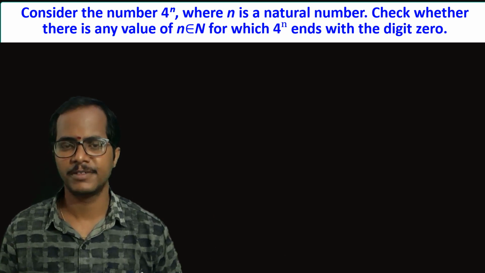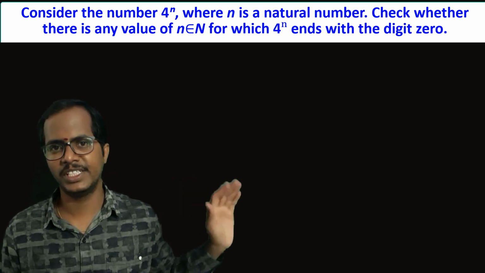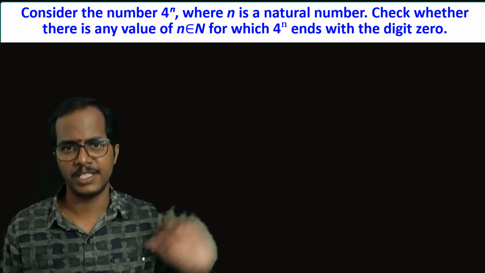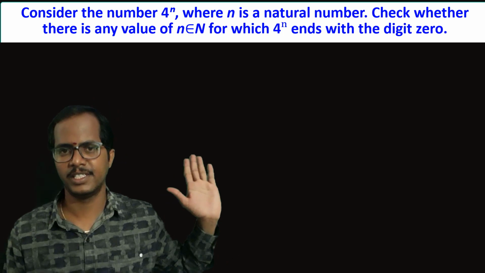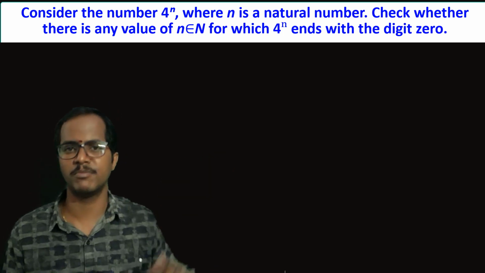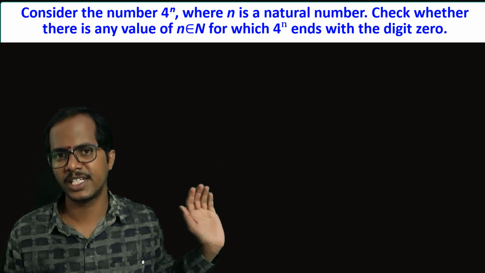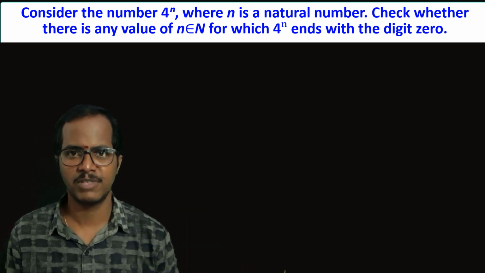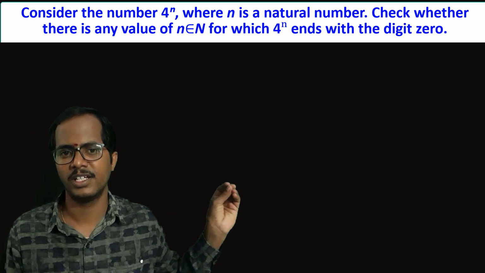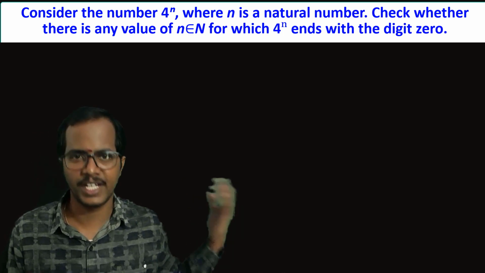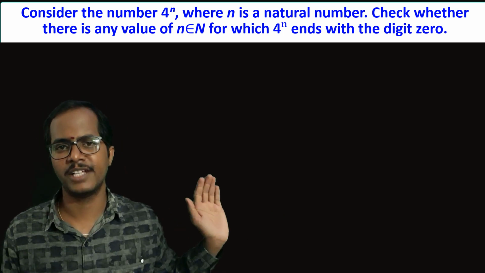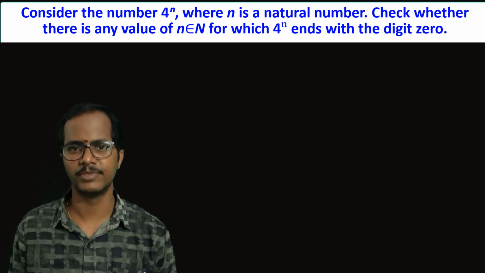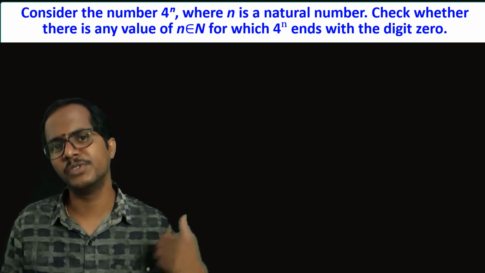And what do we need to do here? We need to check whether this 4 power n ends with the digit 0 for some natural number n. To verify this, in the place of n, we need to substitute the natural number values, and verify whether we get the end digit 0 or not. But there are infinite natural numbers. Placing those values in the place of n and verifying it is a tedious and never-ending process. So instead of substituting the natural number values in this number, do we have any alternate way to verify this? Yes, the fundamental theorem of arithmetic helps us in doing this.